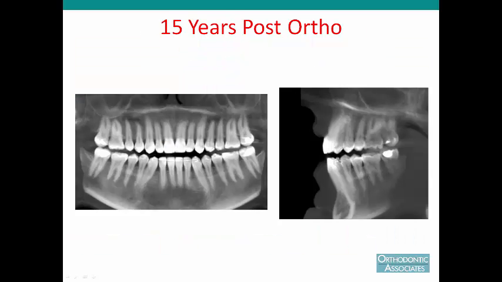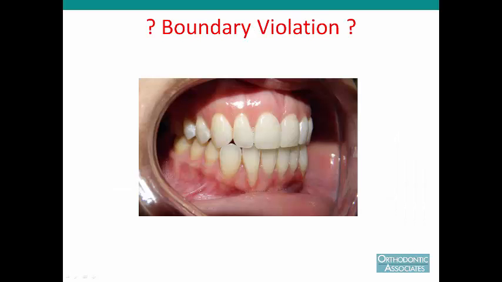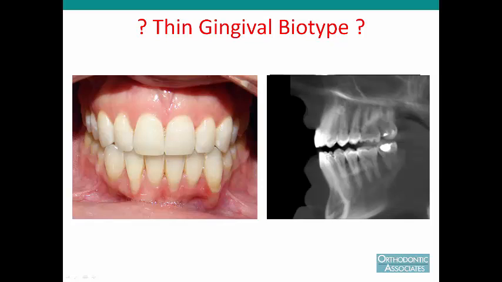If you take a look at the reconstructed pan and ceph, everything looks completely normal. You certainly would not think there is any problem with the bone support to the lower incisors by looking at that cephalometric x-ray. But when you look at a clinical photo of this patient, she has generalized tissue stripping associated with the lower incisors. Now, is this a result of a boundary violation or a thin gingival biotype?